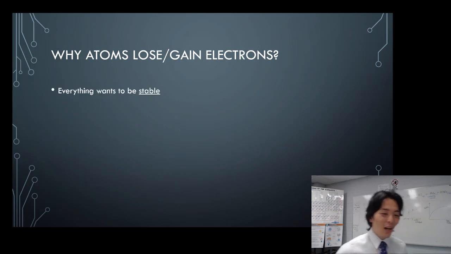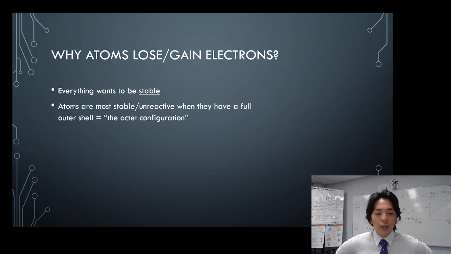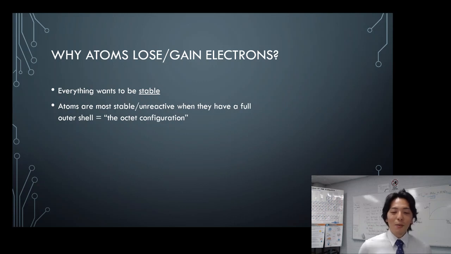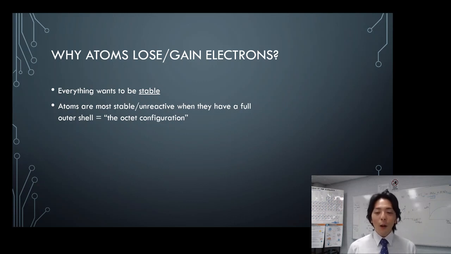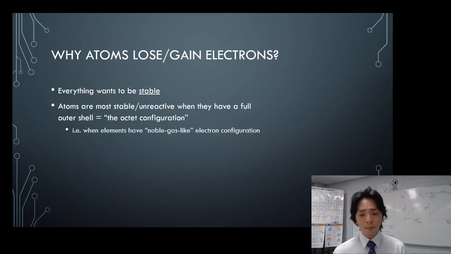So let's look at why metals and non-metals lose or gain electrons. So you need to be able to gain the understanding first. Firstly, everything wants to be stable. Reactive metals that you'd know, like sodium metal, why would they want to be reactive? Because after reaction, it will be stable. Atoms are more stable or unreactive when they have full amount of electrons in outermost shell. We call that configuration the octet configuration, if you have remembered that.